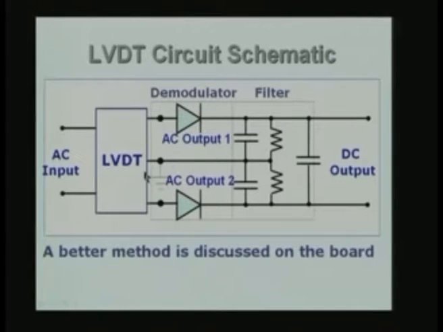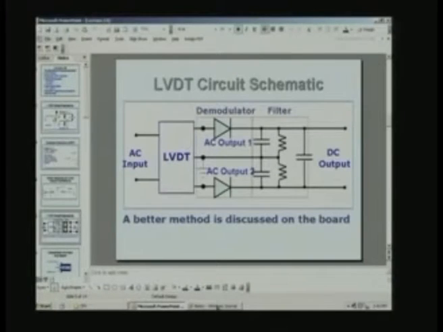When there is a movement of the core with respect to its null position, then either this voltage or this voltage will be higher, and accordingly the DC output will show either a positive or negative sign. Actually, what I am going to do is show a better way of doing it by using a full wave rectifier. I will do that on the board, and let us look at how it is going to appear.